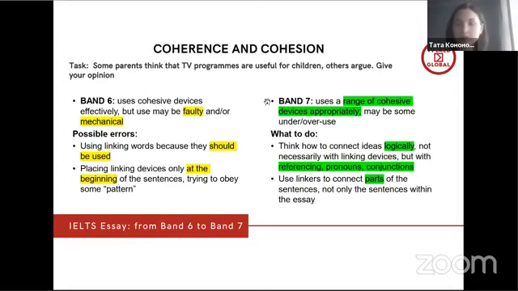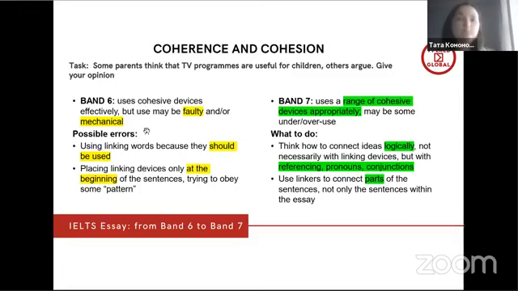So for band 7, you need to use diverse cohesive devices and do it appropriately. While for band 6, the use may be faulty, that is with some mistakes or errors, and mechanical. Again, the key word here is mechanical. It very often happens so that students start counting their cohesive devices. They somehow decide that they need to use 3 devices per paragraph or something like this, and they obey some kind of pattern which is really clearly seen.